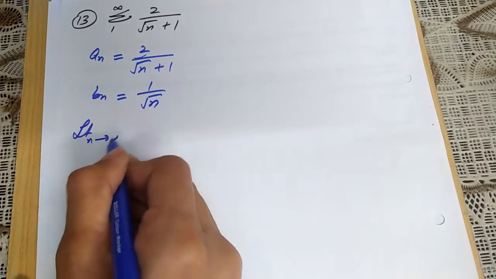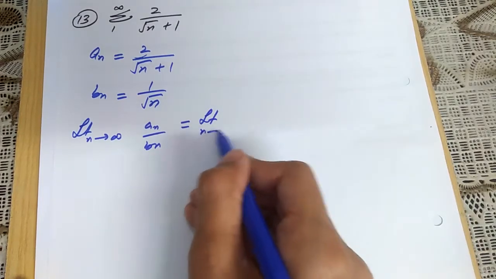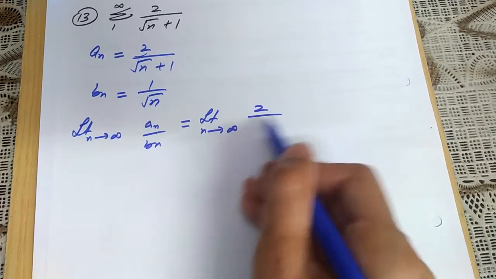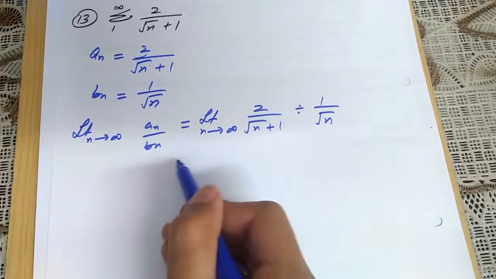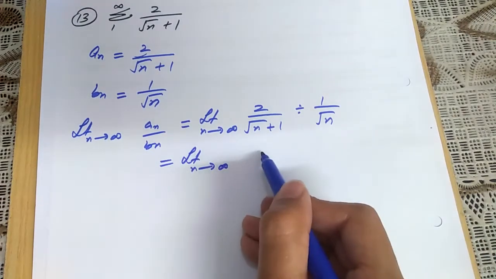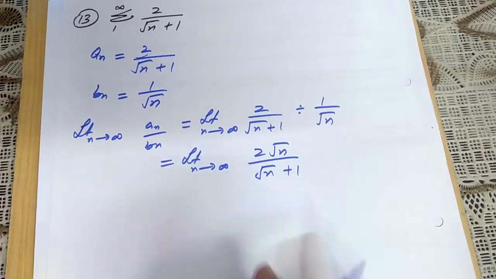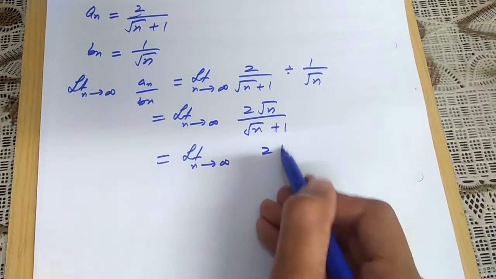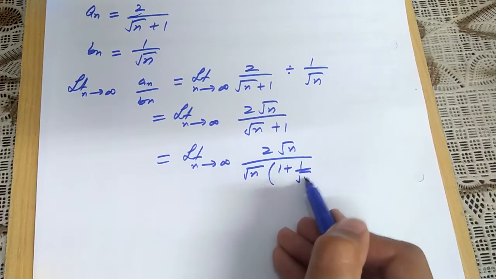Limit as n approaches infinity, An over Bn, that will be equal to the limit as n approaches infinity. Here the An term is 2 over under root n plus 1 divided by Bn, which is 1 over under root n. So this will be equal to the limit as n approaches infinity of 2 under root n over under root n plus 1. You can write it like the limit as n approaches infinity of 2 under root n over, take under root n common, 1 plus 1 over under root n.